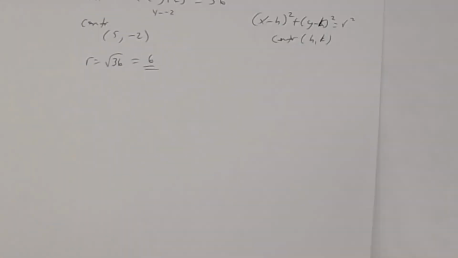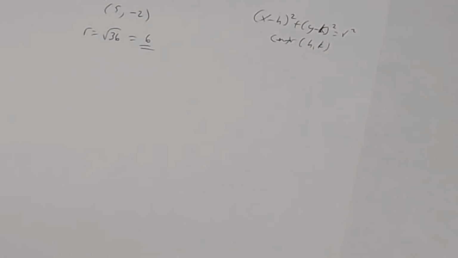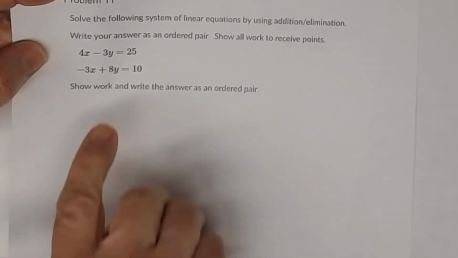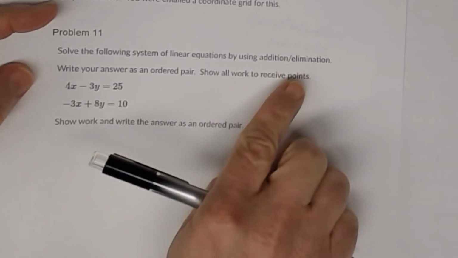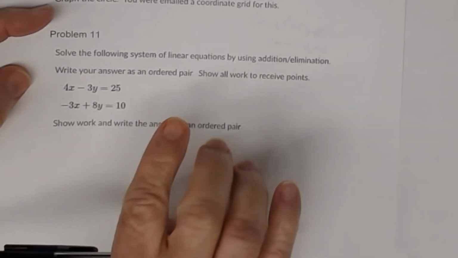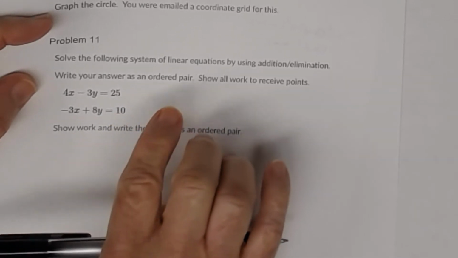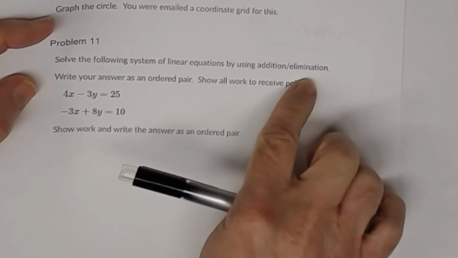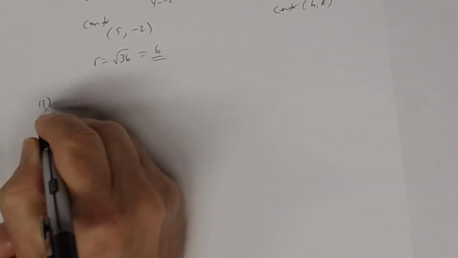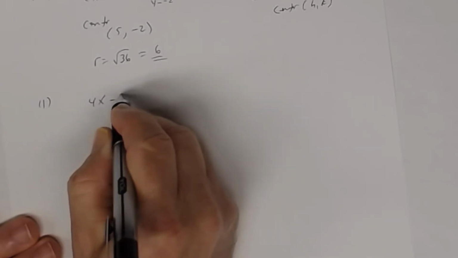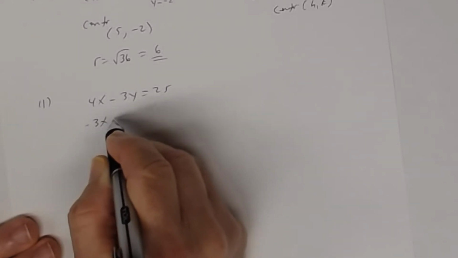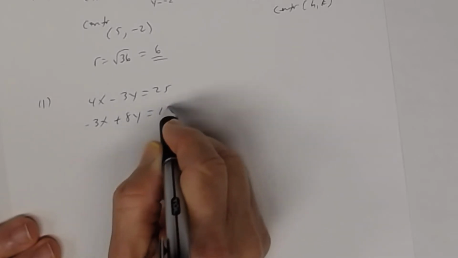Okay, all right, number 11. So in number 11, they wanted you to solve the system of equations by using addition elimination. So always follow directions. It did not say using substitution. You must follow directions. It says using addition elimination. Okay? All right, we'll go ahead and write number 11 down. So we have 4x − 3y = 25, and then −3x + 8y = 10.